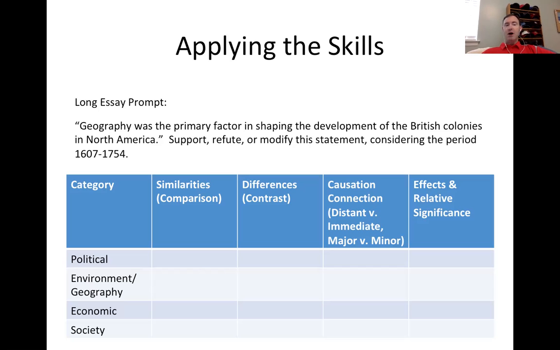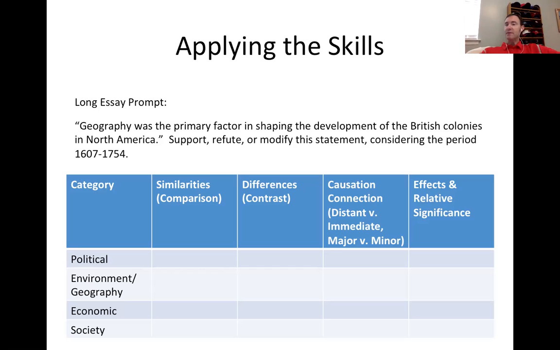Okay, so political, environment, and geography are very closely connected. Economic, society, people, religion, social development, things like that. So does this question really ask you implicitly to compare? And the answer is no. You see factors. So you want to be thinking about causes.